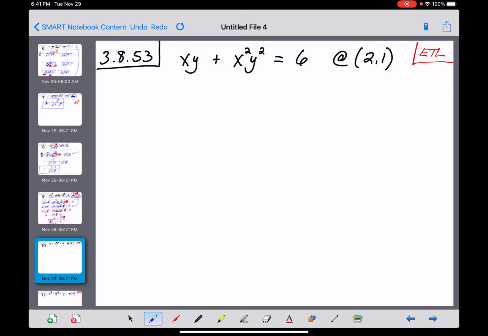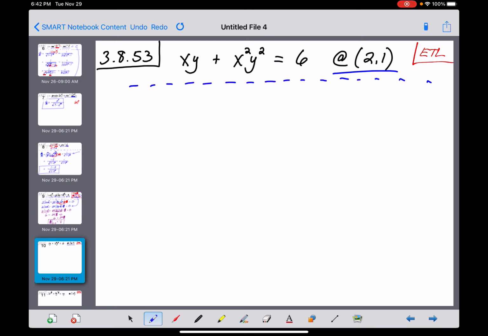Number 53 is again asking us to take the derivative of this implicitly defined equation. Probably shouldn't use the word function, as I often goof up and do here. And then they want us to evaluate this derivative at the ordered pair (2, 1). So let's check that, guys. We're going to get rolling right away.